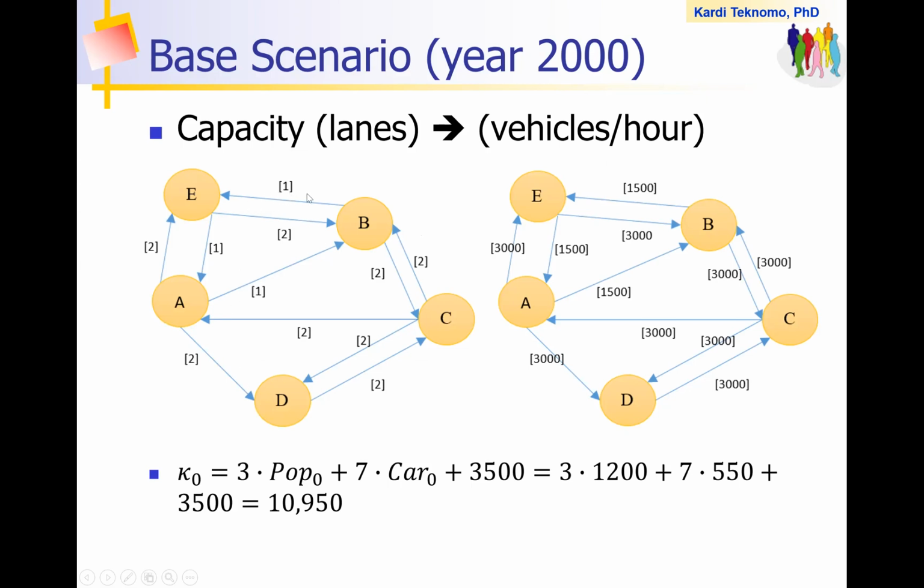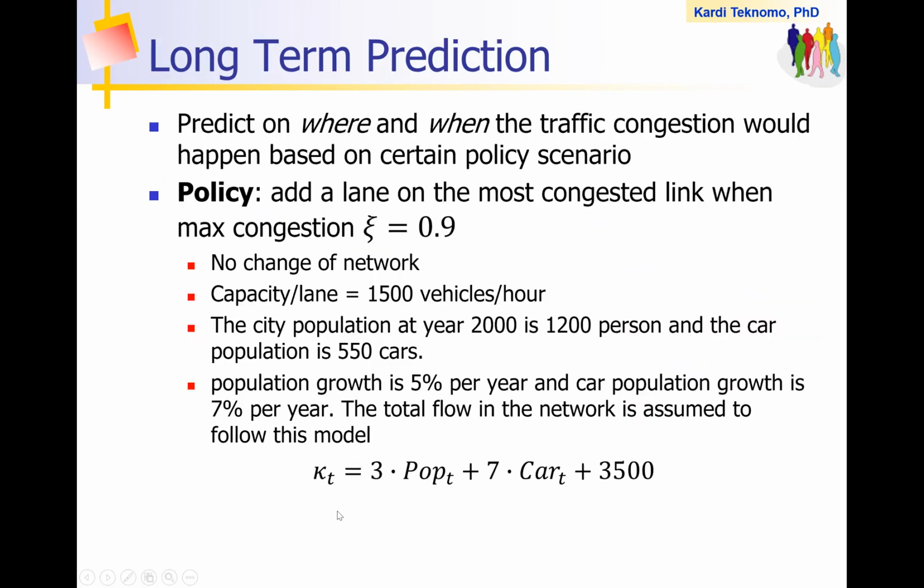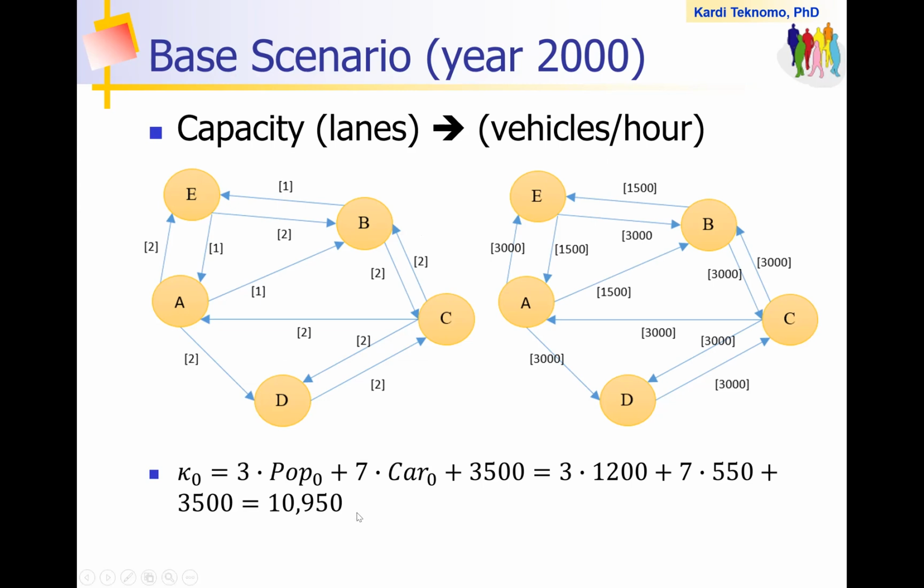Given this, so this is one lane, this is two lanes, and so on. Because the capacity is 1,500, one lane becomes 1,500, two lanes become 3,000, and so on. So now we get kappa zero, that means the year 2000. You just input that: the population 1,200, the population of cars 550. You input it in the regression, you get kappa of 10,950 vehicles per hour.